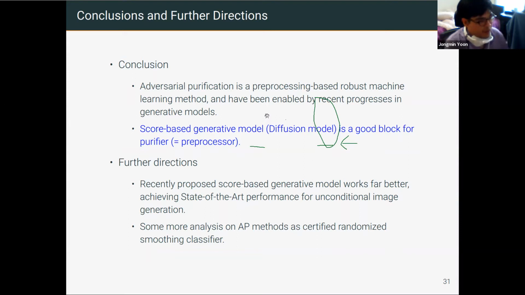First, I used NCSN version 2, which was proposed in 2020, over 2 years ago. Recently proposed score-based generative models achieved state-of-the-art performance in unconditional image generation, such as DDPM or score SDE. I guess using this more recent work will give far better performance than what I did here. And some more analysis on adversarial purification methods and certified randomized smoothing classifiers will vastly help the analysis of stochastic robust machine learning methods.